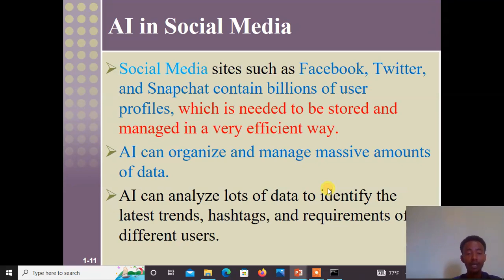Social media owners have to manage the data of their users: Facebook users, Twitter users, Snapchat users. They have to manage the billions of user profiles to increase the profitability from their platforms, and also to protect the confidentiality of the users' information. So artificial intelligence can organize and manage a massive amount of data. Such a massive amount of data can be managed only if artificial intelligence can be applied.